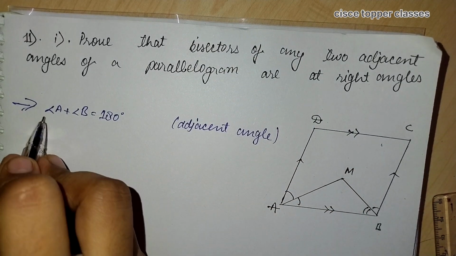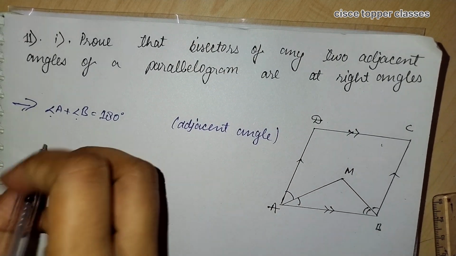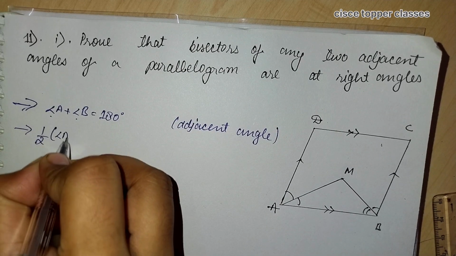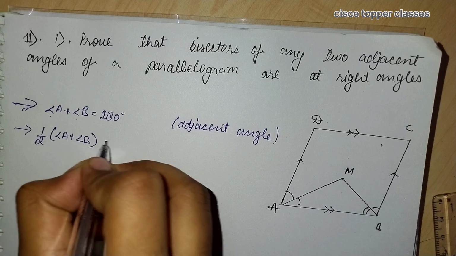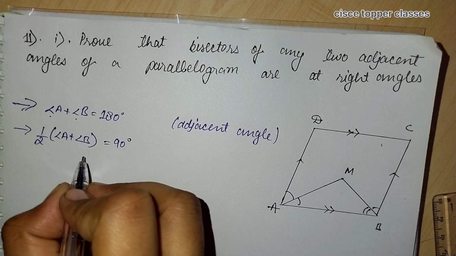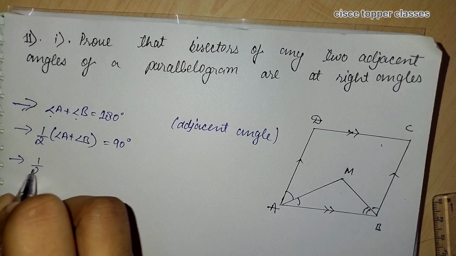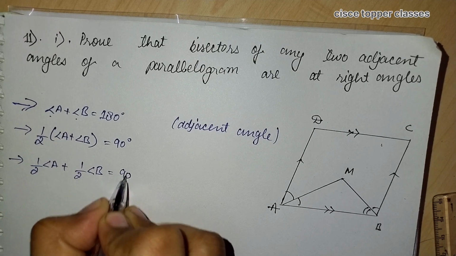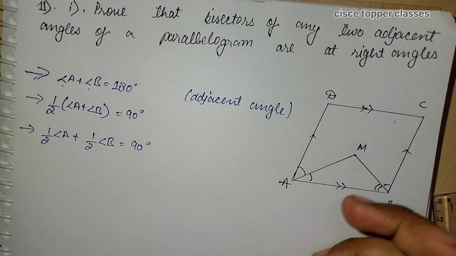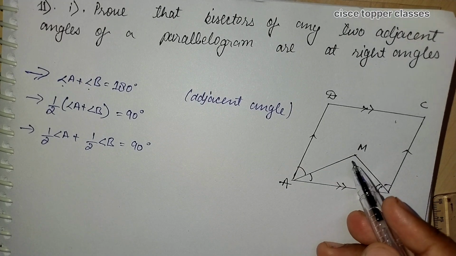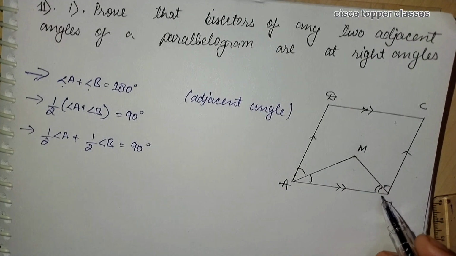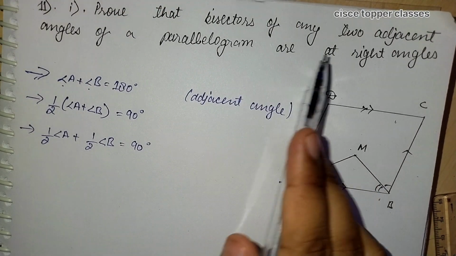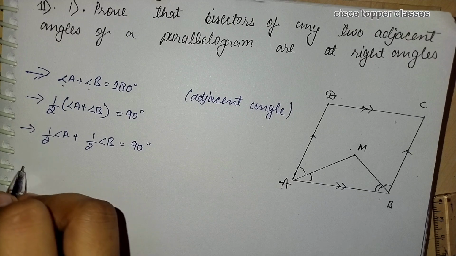Now, as angle A plus angle B is equal to 180 degrees, we can just multiply it with half. So half of angle A plus angle B is equal to 90 here. So simply we can write this as half of angle A plus half of angle B is equal to 90 degrees. And now we have to find AMB, we have to prove that this AMB is a right angle, means 90 degrees.